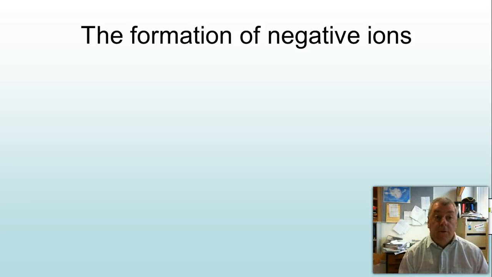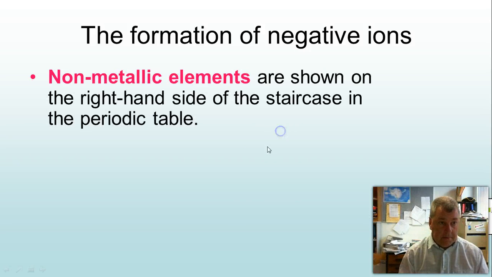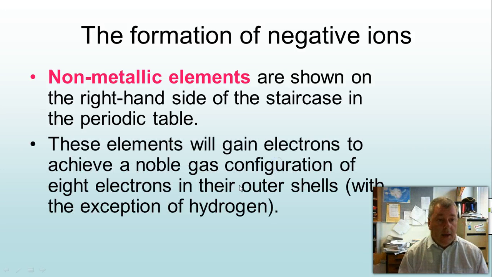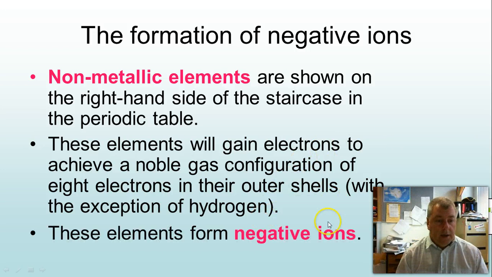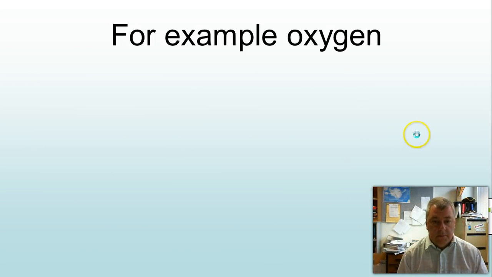This time we're going to look at the formation of negative ions. So here we're talking about the non-metallic elements, the elements on the right hand side of the periodic table. These elements need to gain electrons to achieve a noble gas configuration. They're aiming to have 8 electrons in the outer shell, same as the metals wanted, but in this case the non-metals are going to gain electrons to get that full outer shell. And these will form our negative ions.